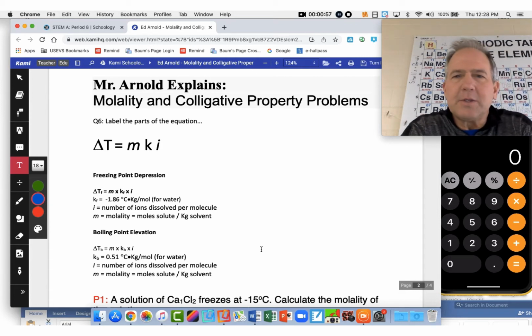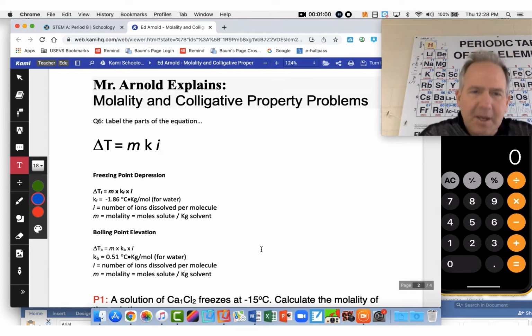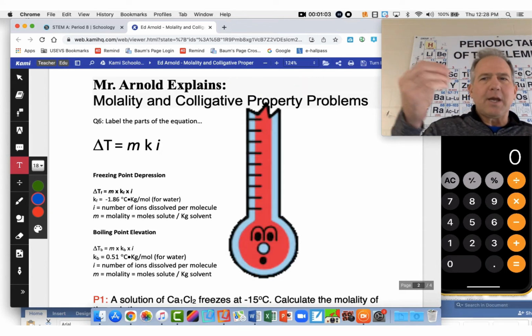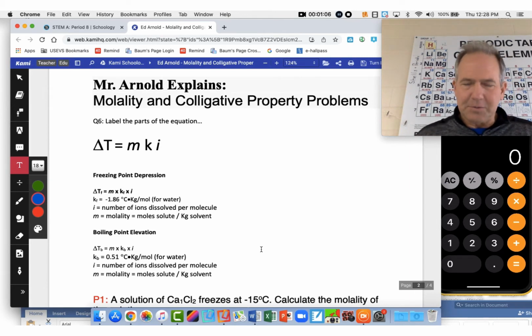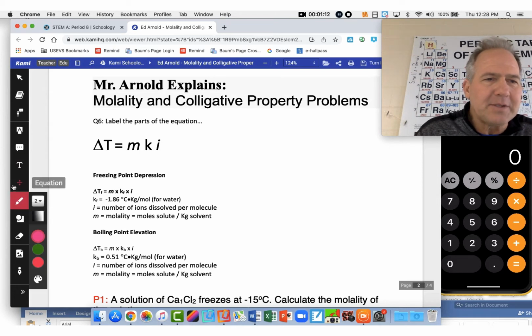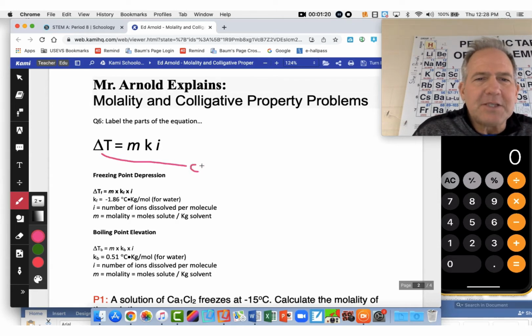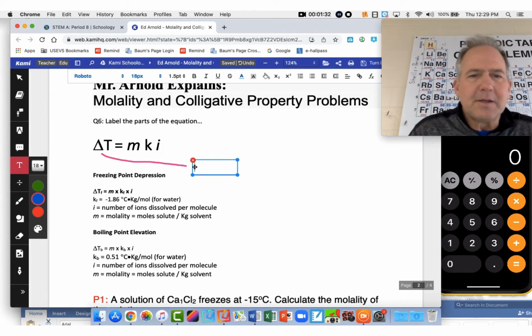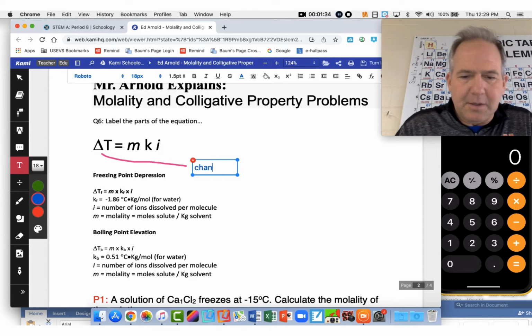This is the equation we use to solve for the changes in the temperature of the boiling point and/or the freezing point of a solution. We have three different parts of this equation. I'm going to use this little arrow here, and I'm going to say what this is. Delta T, of course. Delta means change. So delta T means change in temperature. So let's type that on there. Change in temperature.